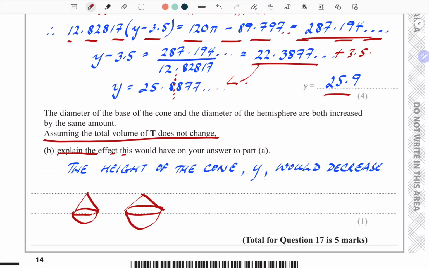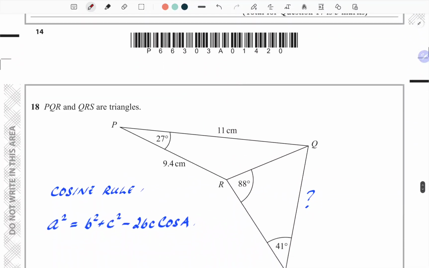The height of the cone, y, in fact, I should probably correct that. Just say y would also decrease. And I think height of the cone, y minus r, or y, would decrease. That's the important bit you need to get in. Total height of the shape would decrease, the height of the cone would decrease. Right. Number 18.